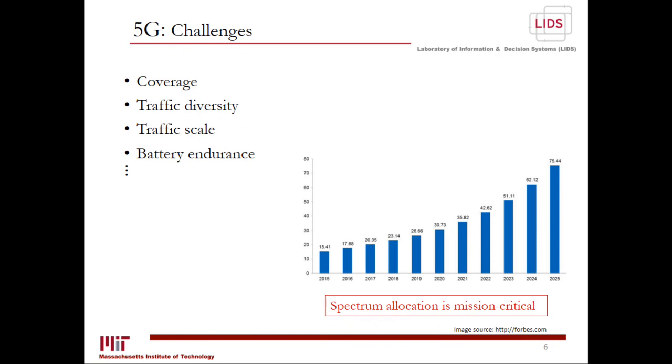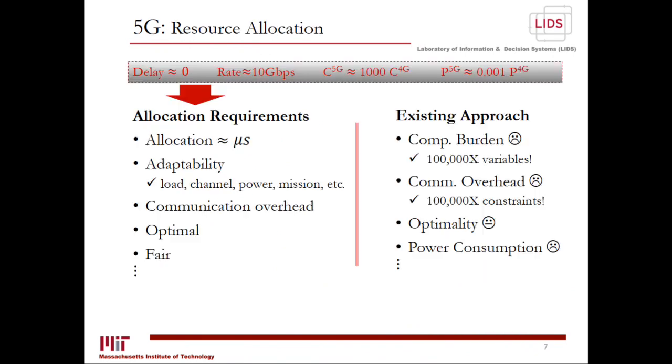So we believe that the spectrum allocation is the important part of the 5G networks, and it has to be addressed. The most important factors that we have here for 5G is delay. We should have a small delay. We should have higher rate. The increase in capacity is so much, it increases by 1,000 times more. And also the power consumption decreases so much.